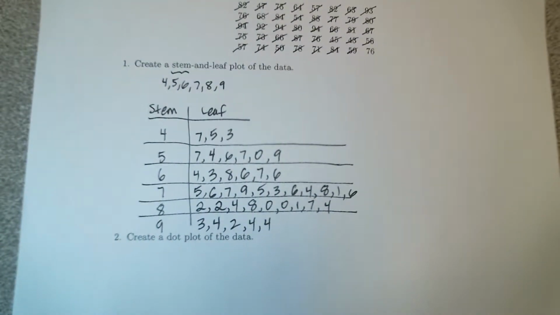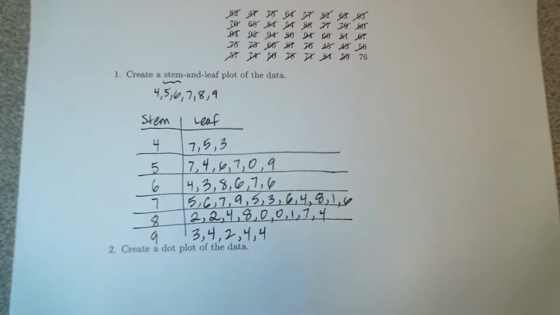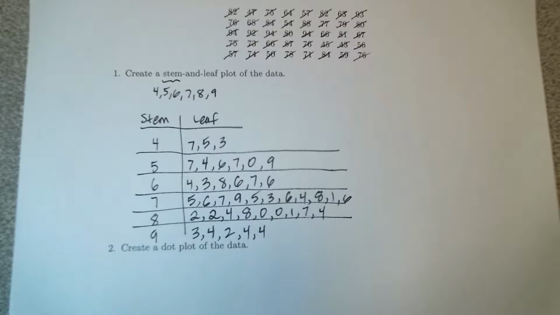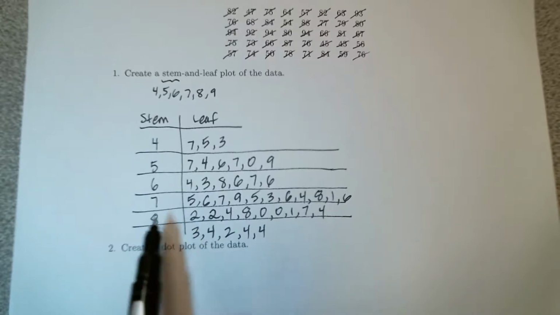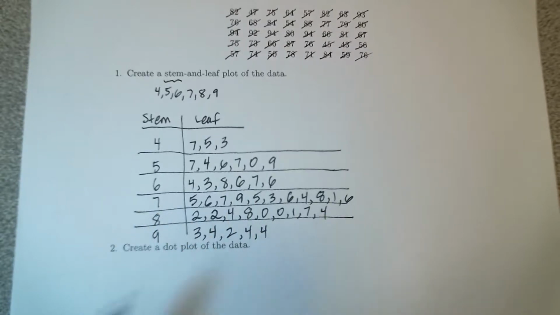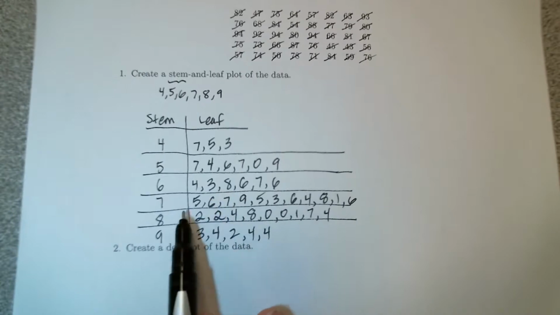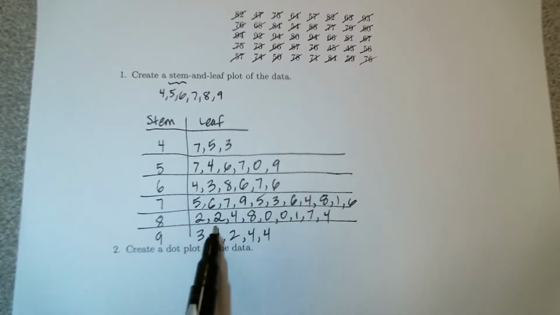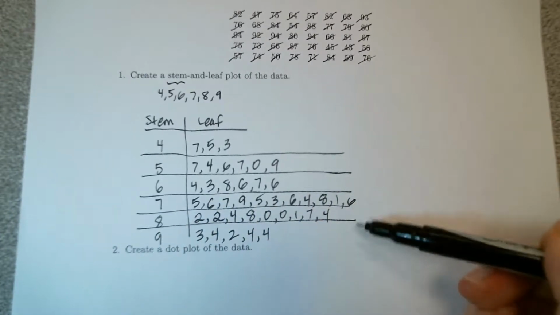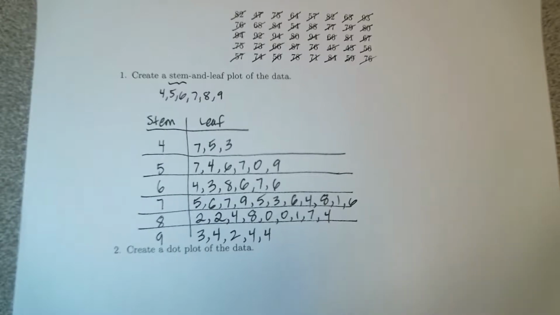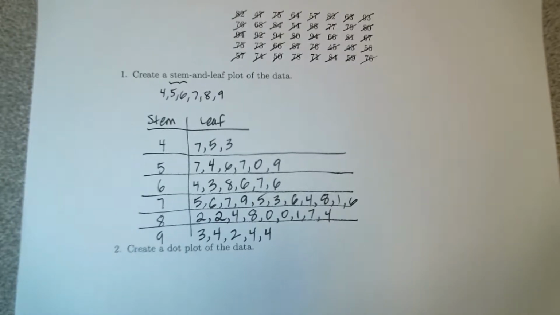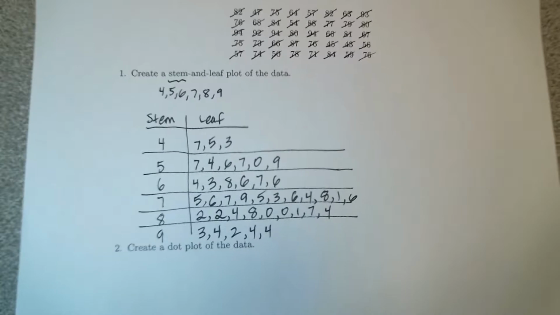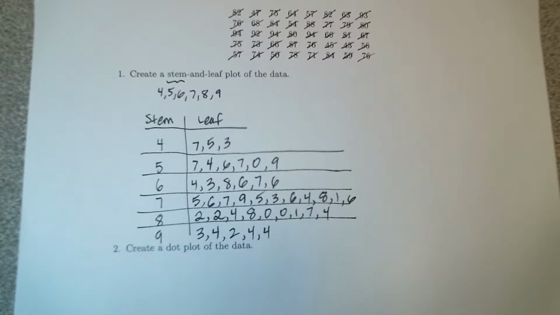Okay, so I have finished my stem and leaf plot for this set of data. So what's nice about a stem and leaf plot is that you can easily see that a lot of students scored in the 70s and the 80s. So just by the length of these lists, you can get a good idea for where the majority of your data values are going to lie. So this is how you make a stem and leaf plot from a set of data.